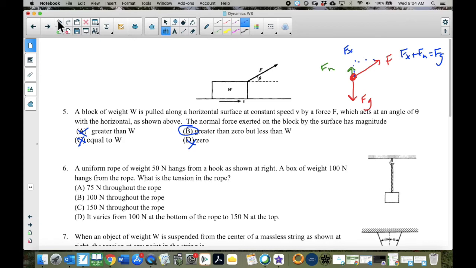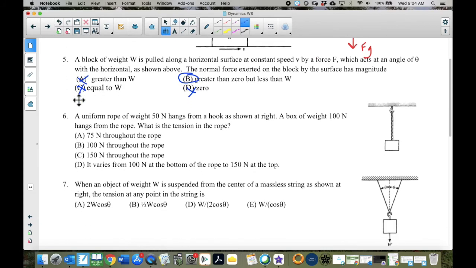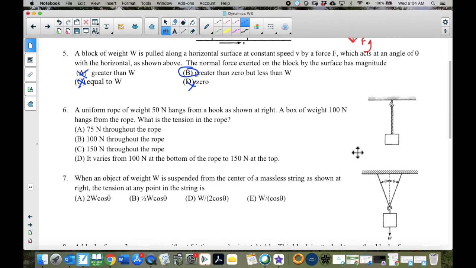Okay, number 6. I don't really care for number 6, but we'll talk about it anyway. The reason I don't care about it is they've changed. All of a sudden they throw in weight, and they didn't have that before. So we have a rope that actually is thick enough that it has a weight to it. Usually we talk about strings that don't have any weight. So this has a weight to it. How much weight does it have? It has 50 newtons. And then we have a box down here that is 100 newtons. What is the tension in the rope?